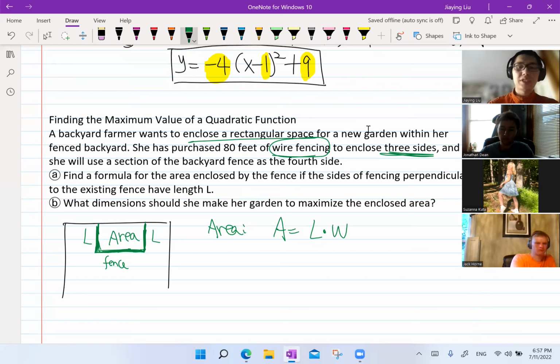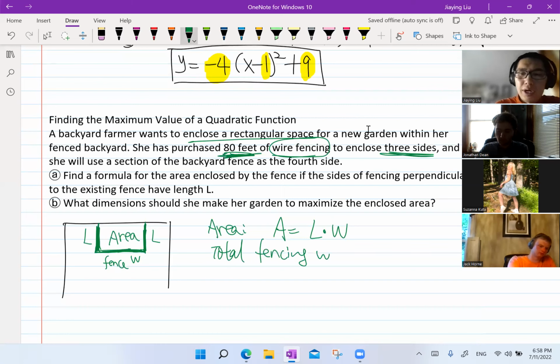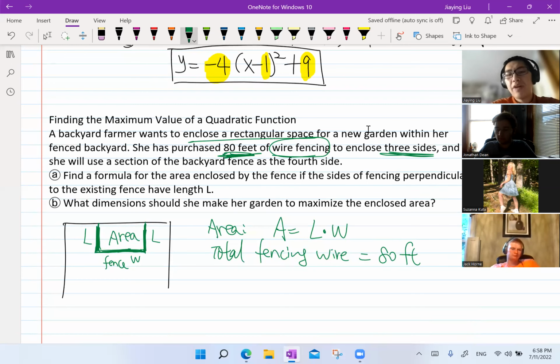So let's use the same variable. If the sides on the left and the right have length L, then the other side we're going to call the width, W. We want to know the area, which is length times width. But the problem is that we don't know the area, we don't know the length, and we don't know the width. We get three variables and one equation. That's never a good sign, right? So we're going to use the information we know. We know that the total fencing wire she used is equal to 80 feet, and we're going to use that information to simplify the area formula.